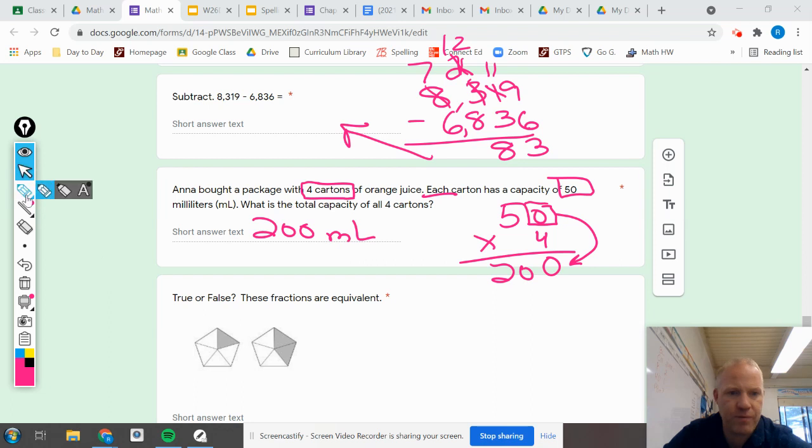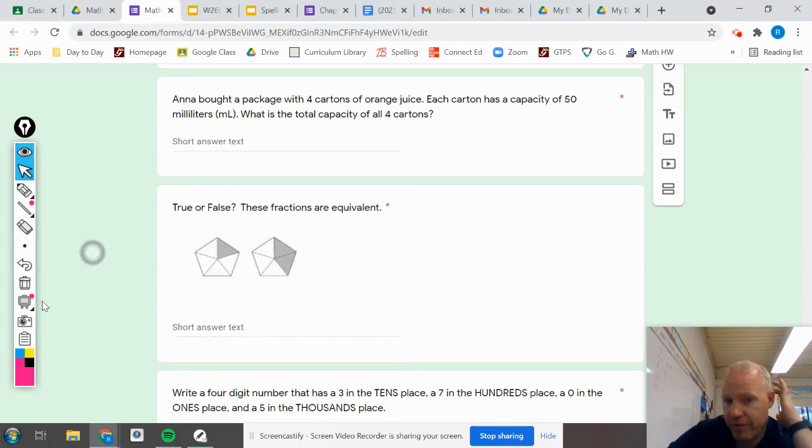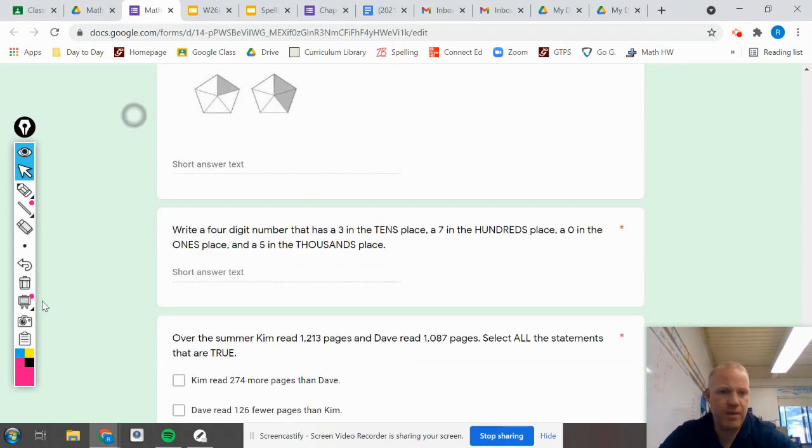Now we have this true or false question. These fractions are equivalent. So you want to look at the shaded in part. We have 1 out of 5, and we have 2 out of 5. Are they the same size shapes? If you said yes, then it's true. If you said no, then it's false. So hopefully you said it's false. Pause the video if you need notes, and let's move on down.